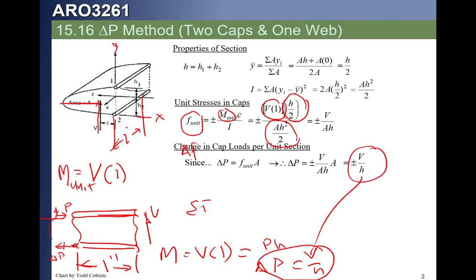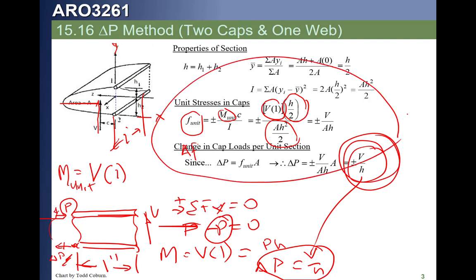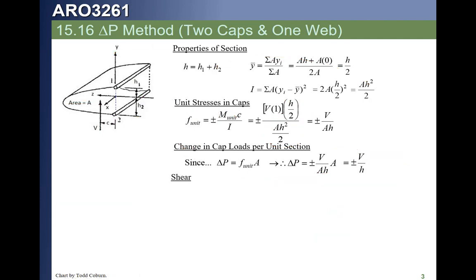If we now sum our forces in the X direction, that has to be 0, and we find that P minus P equals 0. Therefore, this P down here is equal and opposite to that P up there. So we could have found this relation through statics, or we can calculate the stresses as we did here. Okay? Now we're going to find this is very powerful.